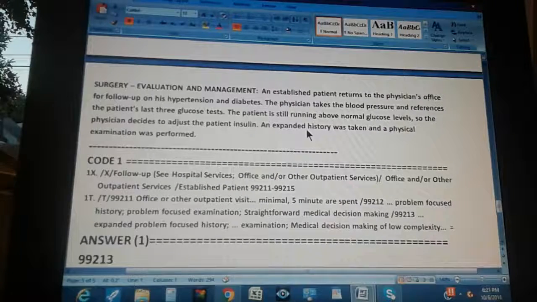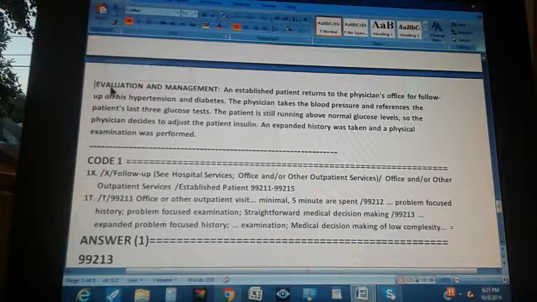Okay. This is the whole problem, the summary of the problem. This is a surgery, evaluation, and management, right? An established patient. Is it surgery? Why is it surgery? Oh, right. I think you should take the surgery out because this is the red part. It's not surgery. It's just evaluation and management. Yeah, right. My apologies. Okay, no problem.